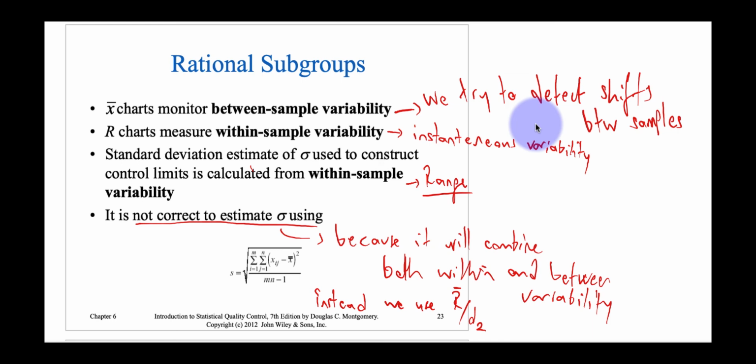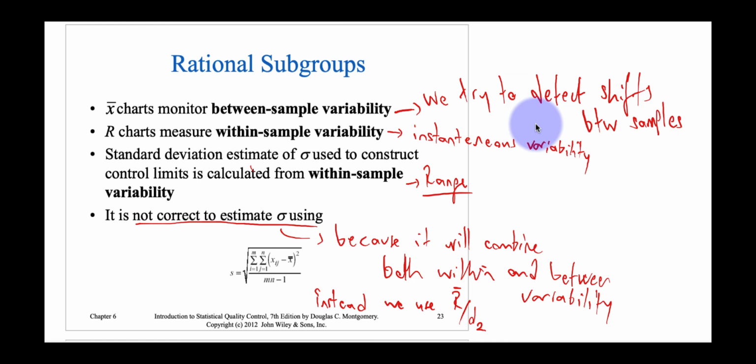So about standard deviation, we have said that we can use the sample standard deviation formulation, and we have another alternative. It was the range value, and we have used range values up to now. We didn't use the standard deviation formulation because we have a reason for this. When we use the sample standard deviation formulation, actually we will combine both within and between variability concepts.